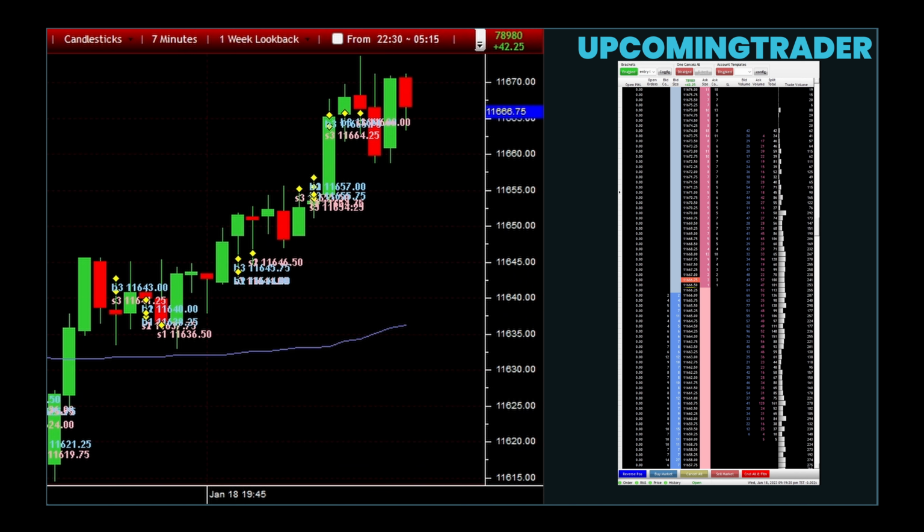Reversals are another great opportunity with the volume profile. If the price moves up to the value area high with a lot of volume but cannot break through, that might be a sign that a reversal is coming. It could mean that traders are not ready to accept higher prices, and the price might start moving back down toward the value area.